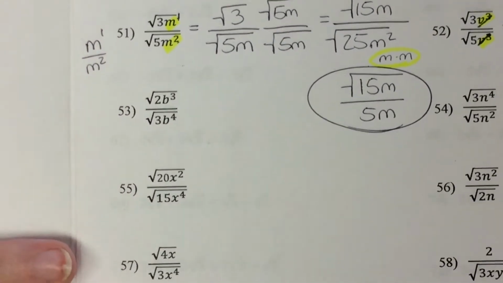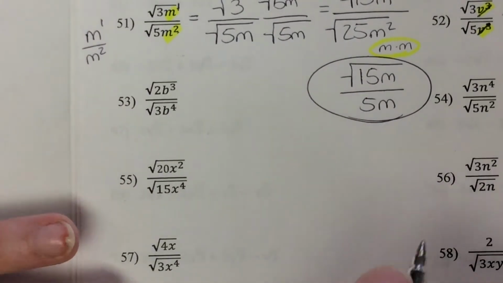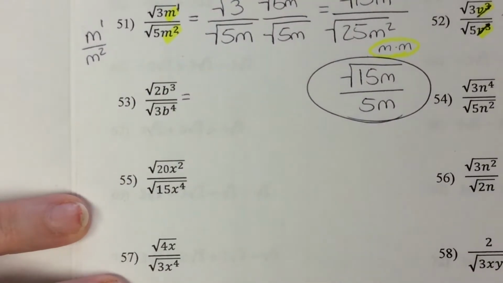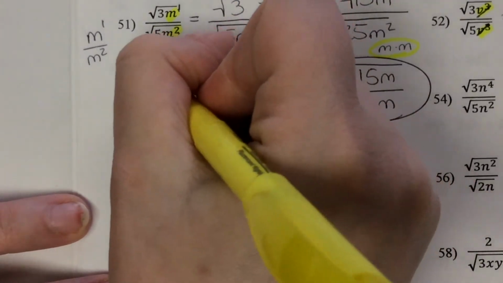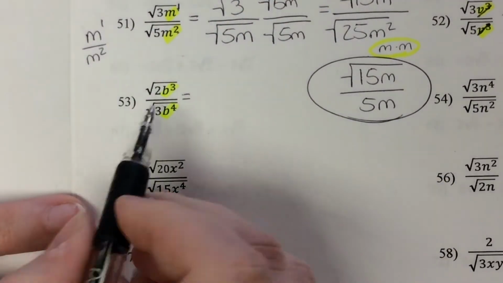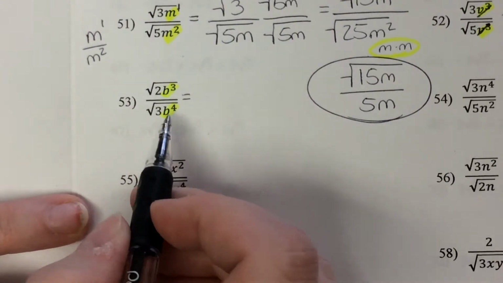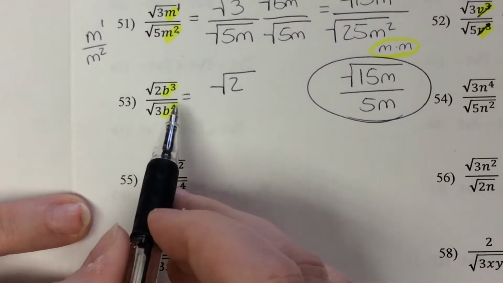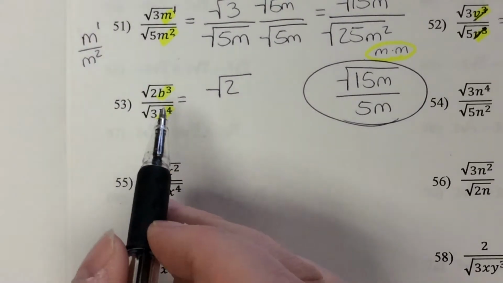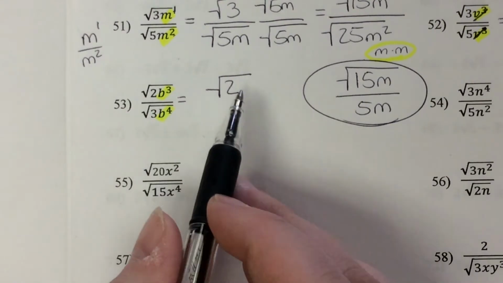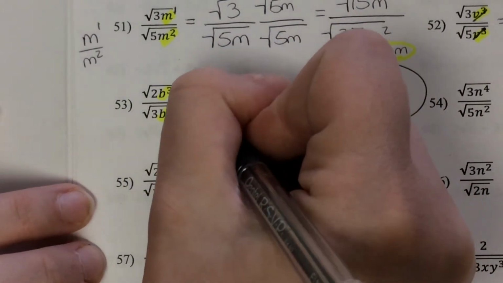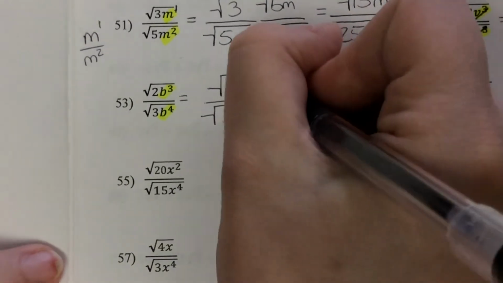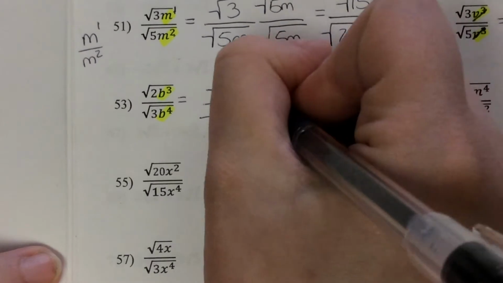All right, 53, I'm running out of space here. We are going to reduce it first. Again, inside of the radical, we have b cubed and b to the 4th. So we are going to subtract, and we have 2. Remember, no b's left because 4 minus 3 is 1, and the answer stays in the bottom because that's where the bigger exponent is. So on top, all we have is just radical 2 over radical 3b. Okay? Now take that radical from the denominator, rationalize.